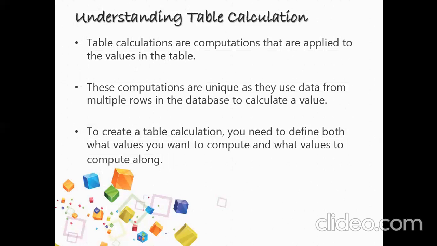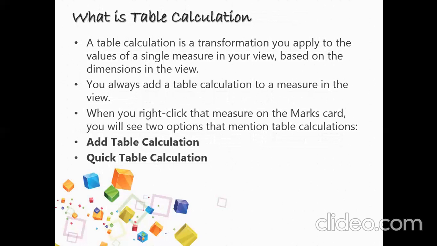Now, people say that you do not get a reusable field, and each time you have to redo your table calculation, but we can fix that through a workaround. Once you have done the table calculation and you're sure that it is computed correctly, you can store it for your future use. Storing table calculation for future use was not possible in the older version. Now, table calculation is a transformation you apply to the values of a single measure.